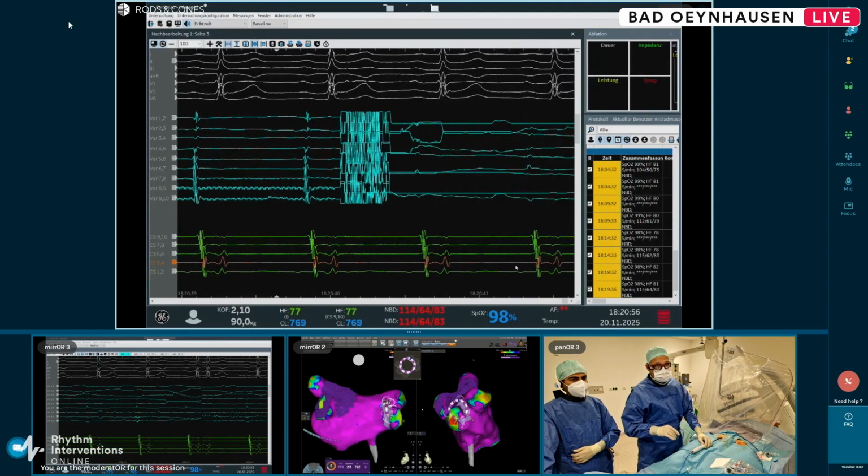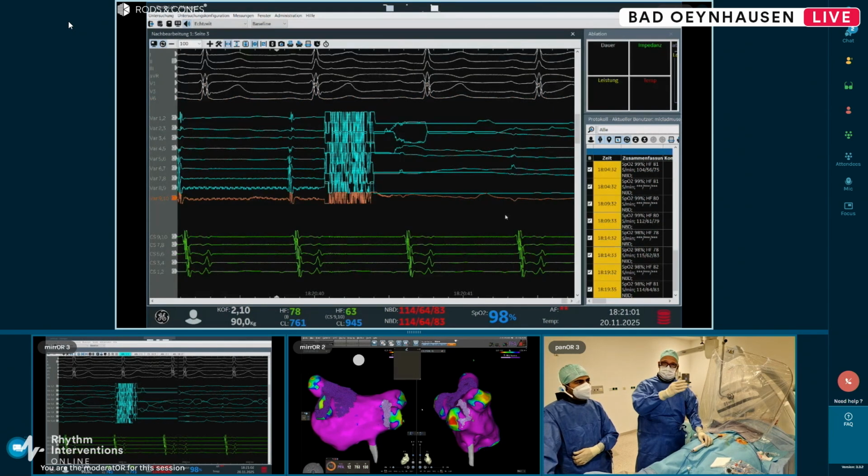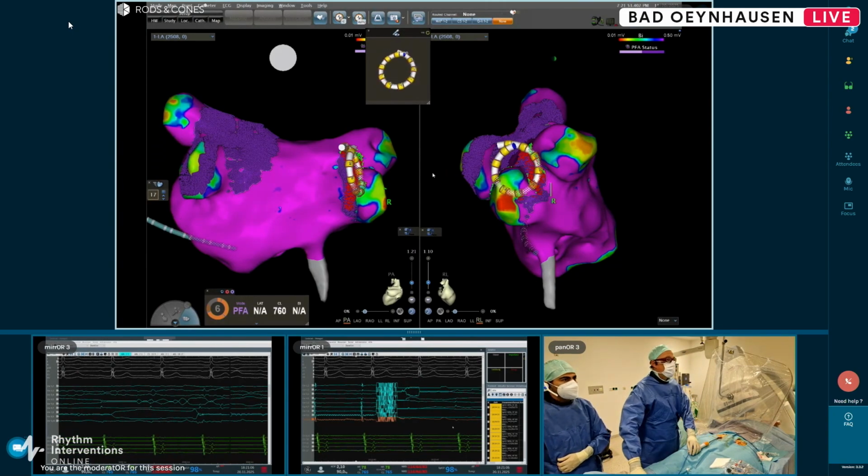A couple of seconds later, ablation, and the signal disappeared. Now, therefore, I like the catheter because we always have a lot of applications. We see the disappearance of the signals many times. I'm quite sure you also like it.